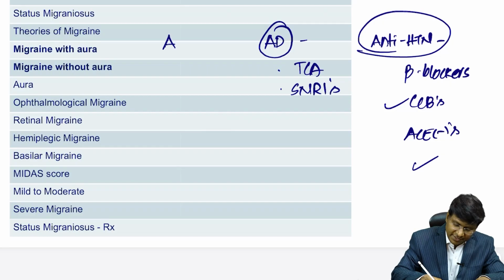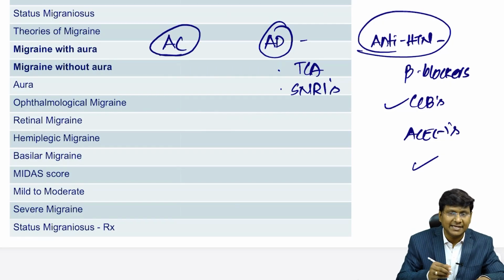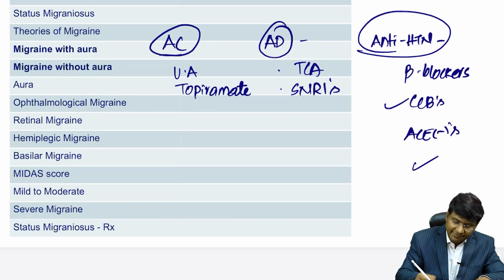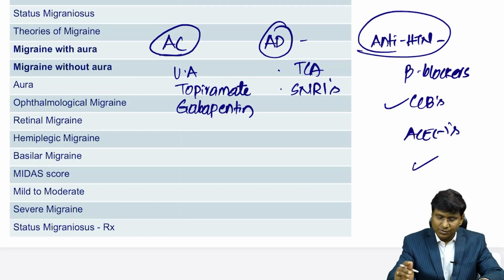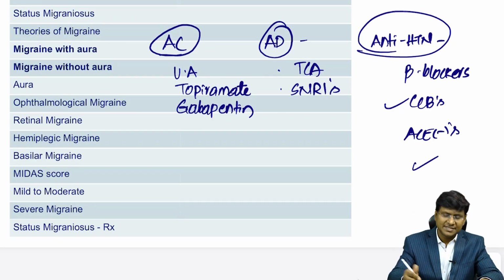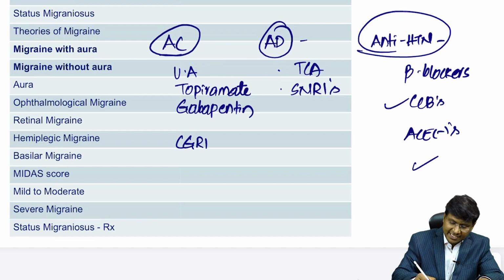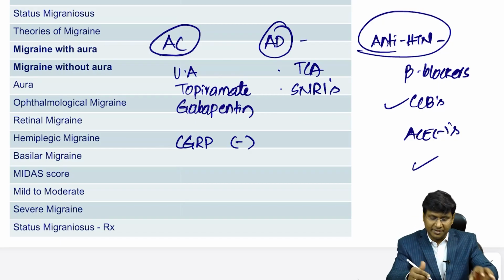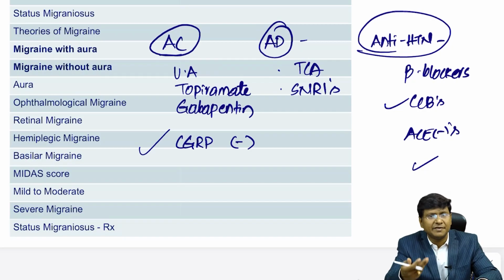And the other group of drugs are the anticonvulsants. The anticonvulsants include valproic acid, then we have topiramate, and then gabapentin, right? So these are the three groups of drugs which are given as prophylaxis. Now in recent times we have the CGRP antagonists, so they are given for preventive treatment. Even the CGRP antagonists are given for prophylaxis.